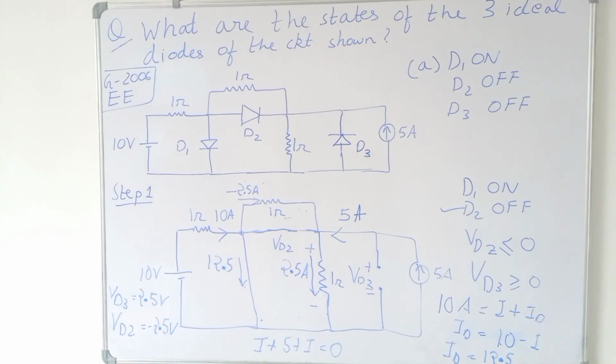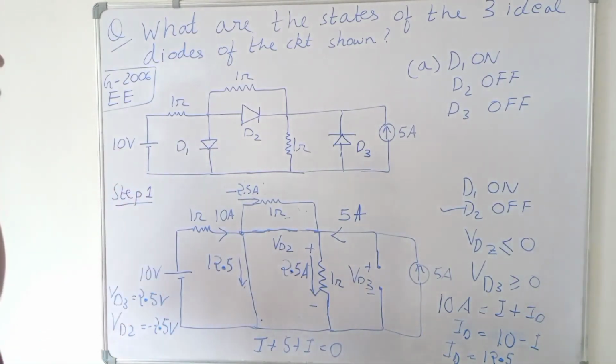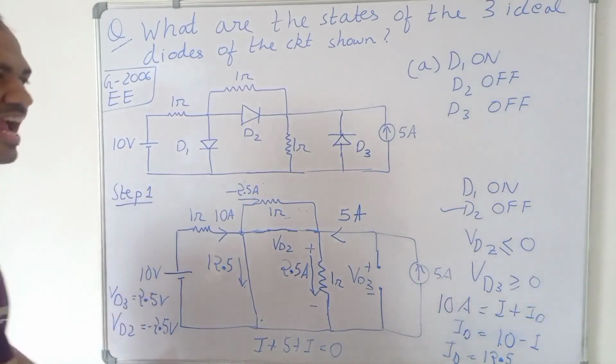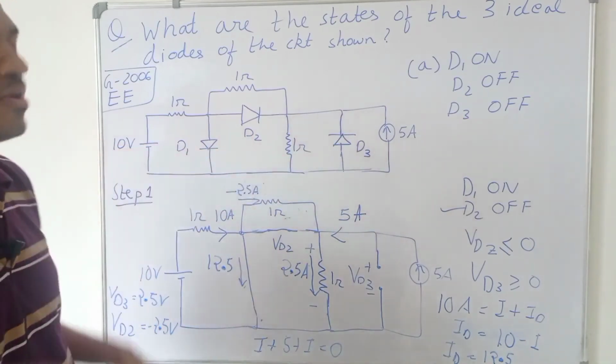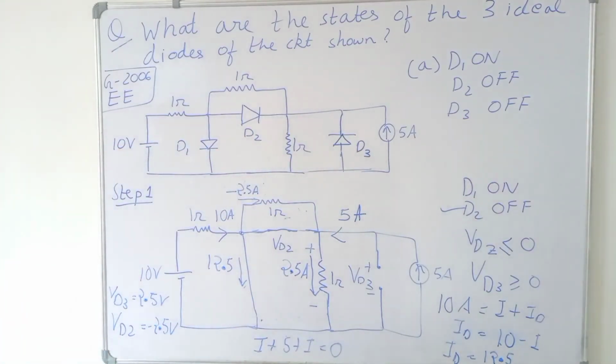The diode D1 is on. So our assumption for diode D1 is also correct. So all the assumptions are correct. Now we can say with 100% confidence that diode D1 is on, D2 is off and D3 is also off, because all our assumptions are correct. So we have to continue the process till all the assumptions are correct.